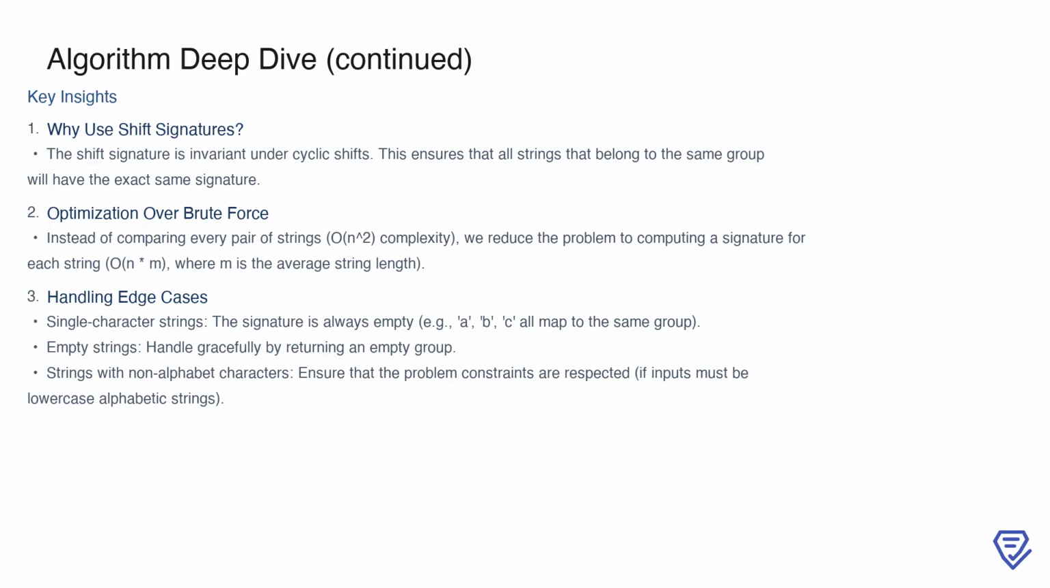Finally, we must handle edge cases carefully. Single character strings, for example, always have an empty signature, so all such strings belong to the same group. Empty strings can be handled by returning an empty group, and we ensure that the input strictly adheres to constraints such as being lowercase alphabetic strings.